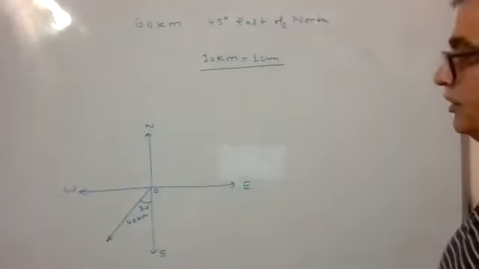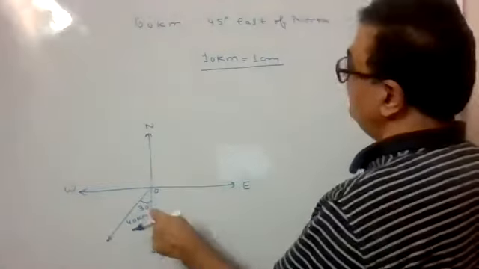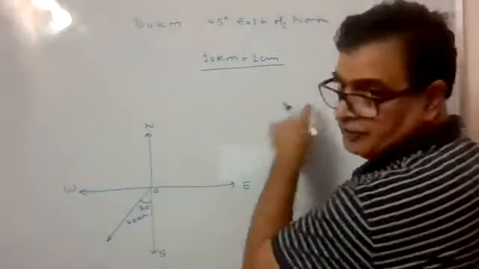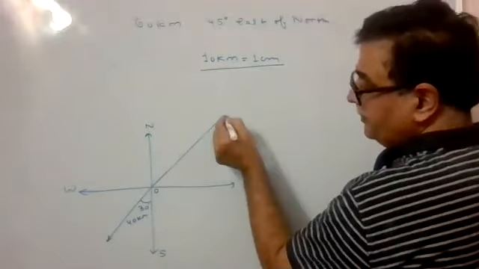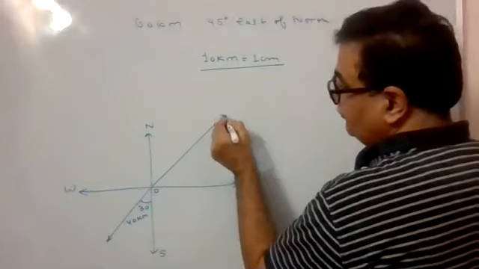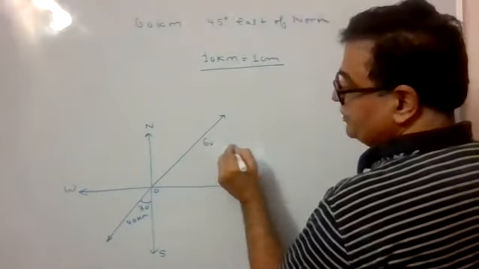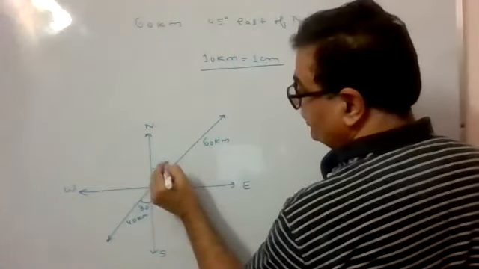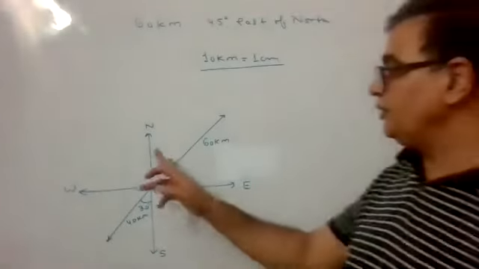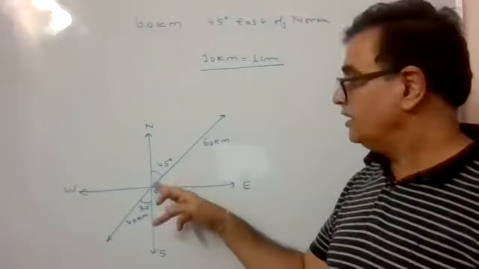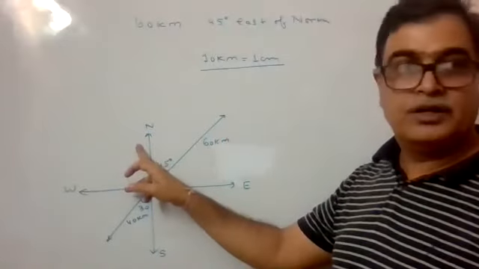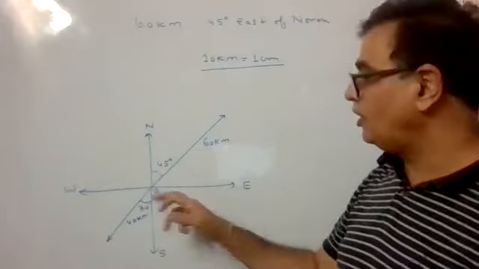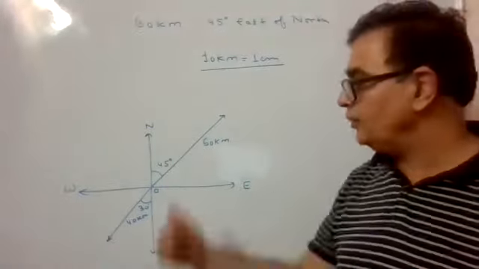45 degree east of north. From north, in which direction do you have to go? East, so I'll go this way, how much? 45 degree, exactly at 45 degree, right in the middle from the center. What should your length be? 6 centimeter, so it will represent 60 kilometer, and this angle will be 45 degree. So 45 degree east of north, length is 60 kilometer. So this will be the second part.